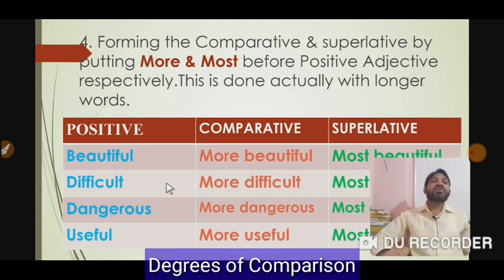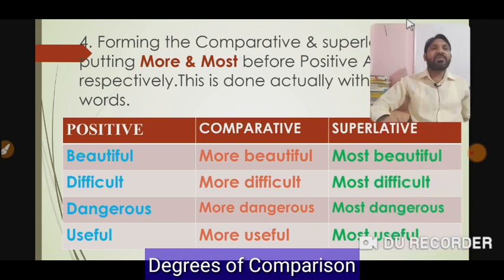So what do we have to do to form the comparative? We have to add more before the positive adjective. So more beautiful, more difficult, more dangerous, more useful. In the same way, in the superlative degree, most beautiful, most difficult, most dangerous, most useful. So why are we adding more or most to form the comparative and superlative? It should not sound odd.